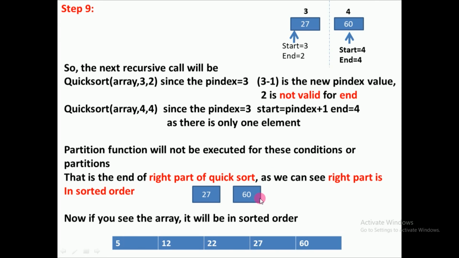As we can see, the right part is in sorted order, 27, 60. Now if you see the whole array, you can see one thing. All the values are in sorted order: 5, 12, and this is your pivot value 22. Then on the right part 27, 60.